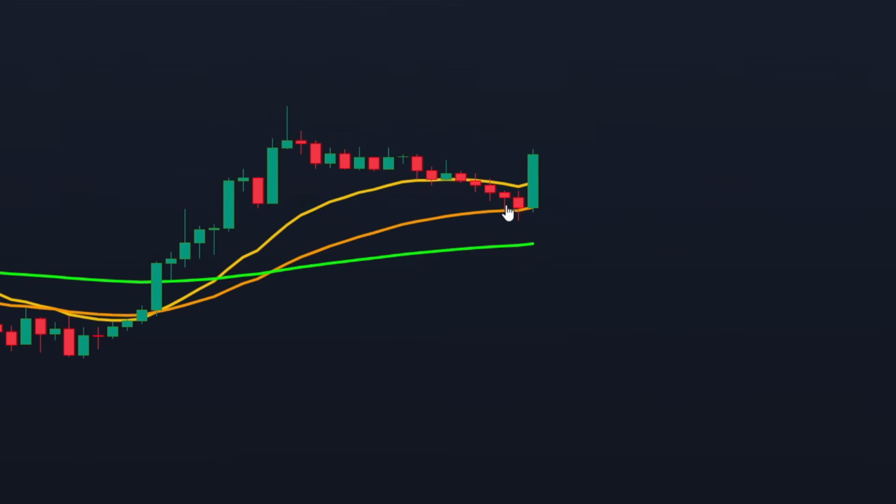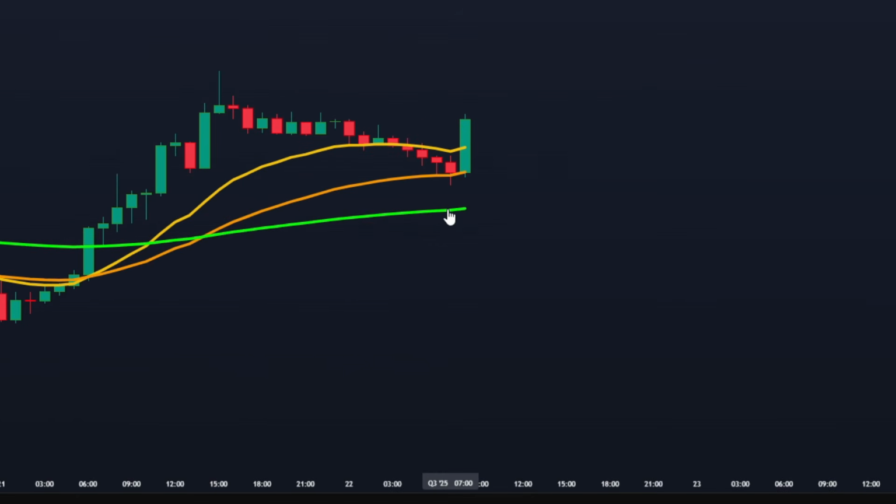In a buy setup, we want price to pull back into the area between the 15 and 34 EMAs, or at most touch the green 111 EMA. It should not close below the green EMA. If it does, the setup becomes weaker and the bullish reversal is no longer clean.